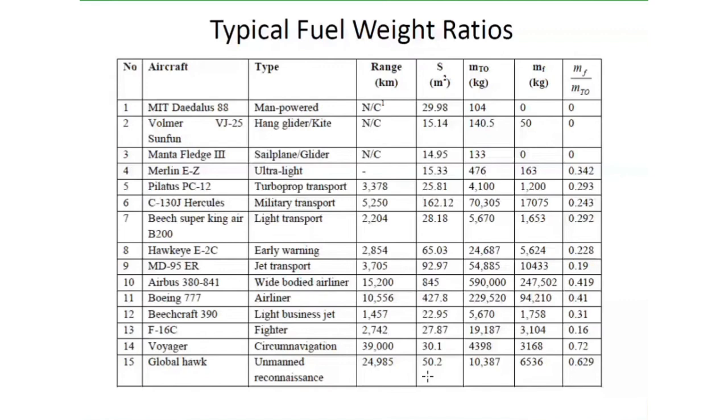Okay, and Voyager is a circumnavigation aircraft, something which is going around the Earth. There too, the fuel is 72%. Whereas in a fighter plane like the F-16C, you expect the fuel fraction to be somewhere between 12 to 16%. So that's what you can see here. Okay, so this gives you fuel weight ratios also as a way to start your approximation.